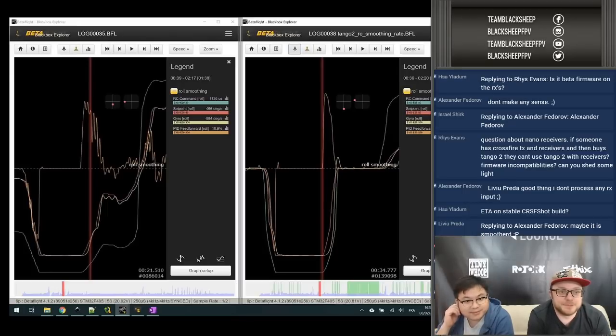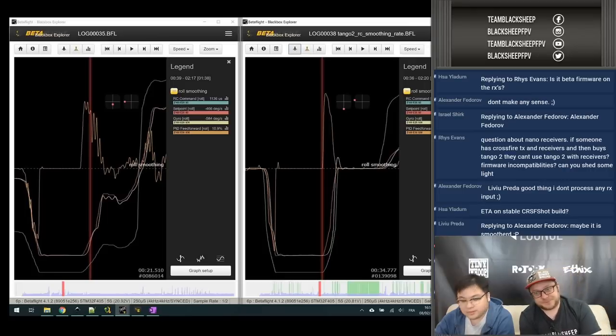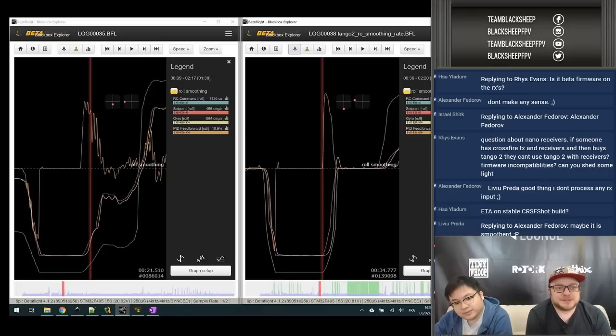So, yeah. ETA on stable CRSFshot build, that's up to OpenTX. It's definitely going to take a little while. But if you want stable CRSFshot, you can get the Tango 2. But we do have other bugs, so.